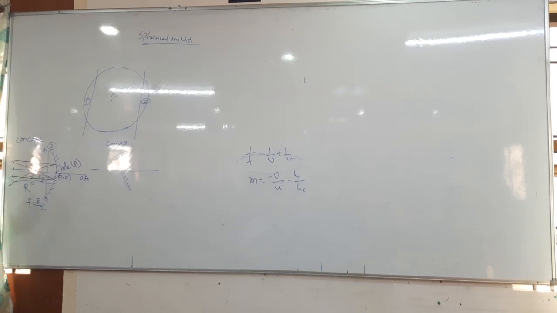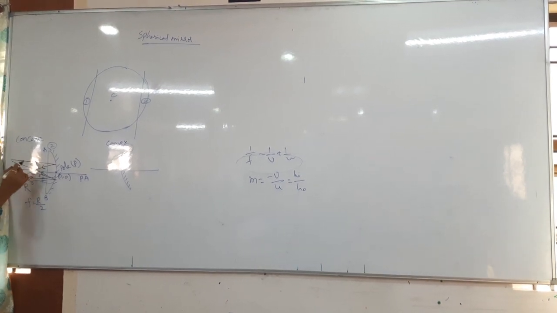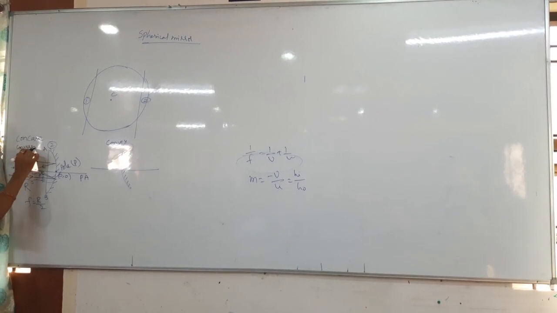So they are intersecting here, nothing but they are converging. Intersection is known as a convergence, so this mirror is known as a converging mirror.